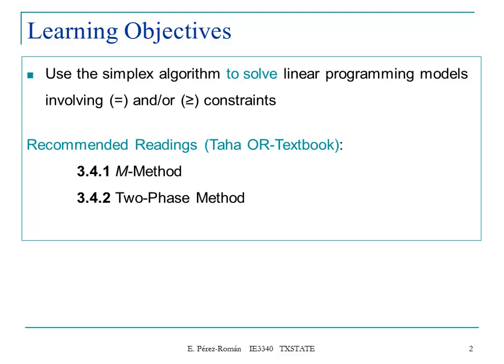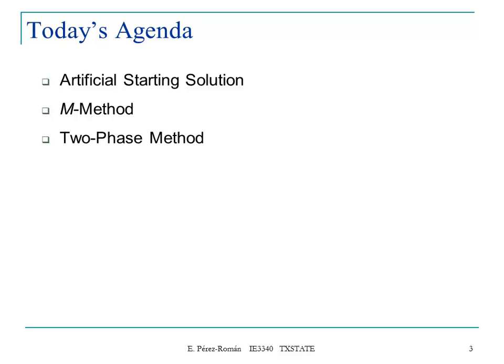Okay, so for those cases, we're going to use two methods. The first one is called the M method, and the second one is called the two-phase method. Here I'm highlighting the sections in your textbook that cover that material. So the agenda, again: we're going to start talking about artificial starting solutions, then we're going to discuss the two methods, the M method and the two-phase method.